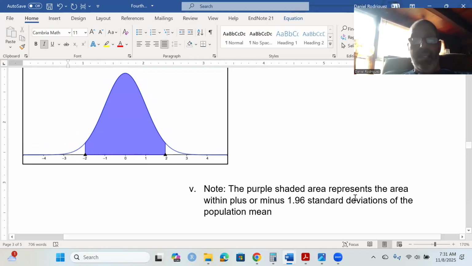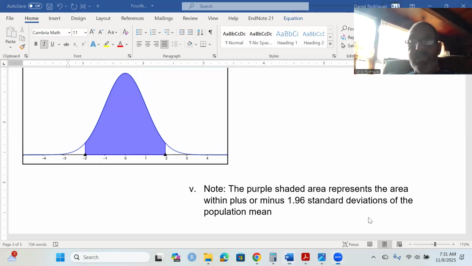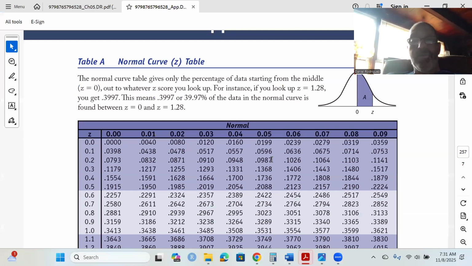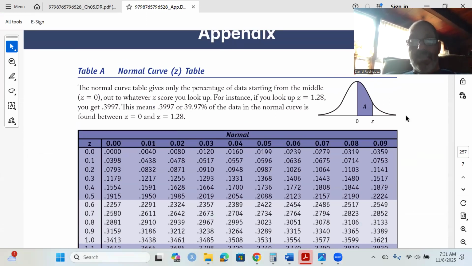Let's go to the highlights. Where's my table? I hate this thing sometimes. Let's see. There it is. All right, let's go to the table. Computer, that is, not anything else.